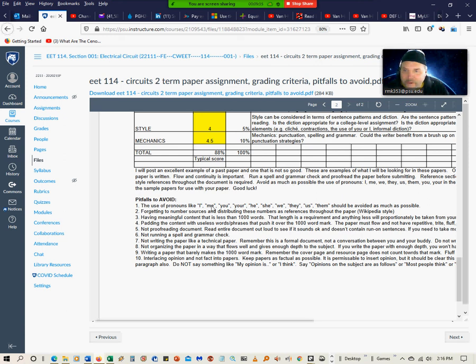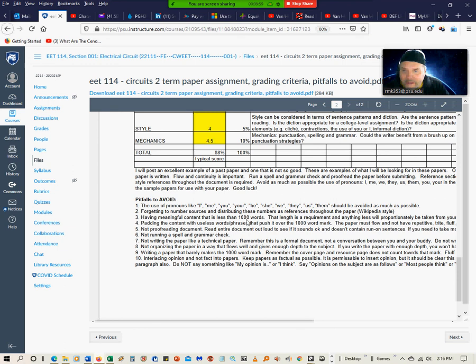Avoid use of pronouns like I, me, you, your, he, she, we, they, us, and them. You can always rewrite a sentence without those in it. This is a technical paper. Another pitfall is forgetting to number the sources and distributing these numbers as references throughout the paper. Again, very important. I'm going to be looking for that.